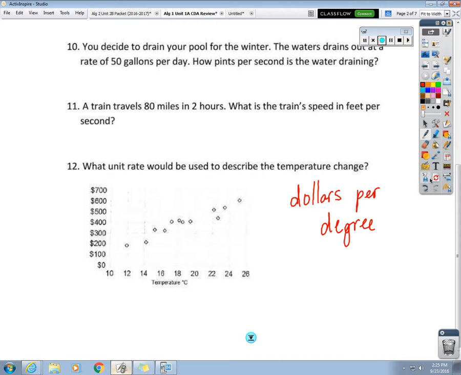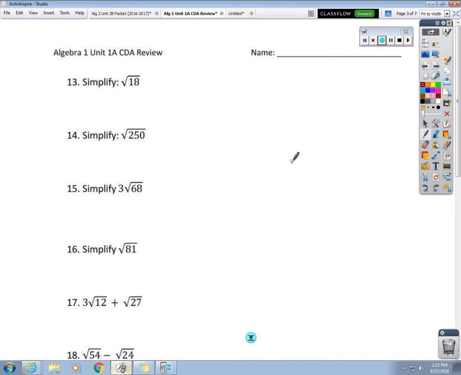I'm not sure. I have to look at it. Okay, next page. Now we're moving on to simplifying radicals. The first thing that I want you to do when you're simplifying these radicals is I want you to type it in the calculator.